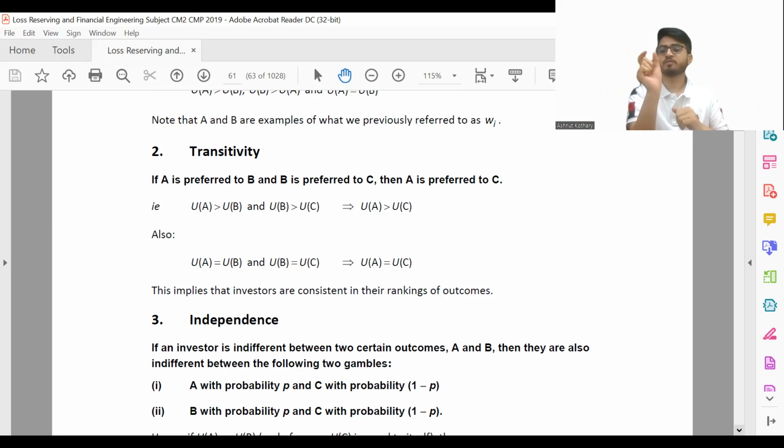That is, the probability of getting A is the same in both of them. Rather, let me word it this way. We start with two certain outcomes, A and B. Say A is preferred over B. Now let us consider another outcome, C.